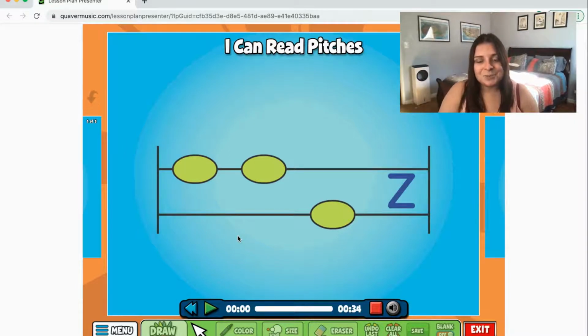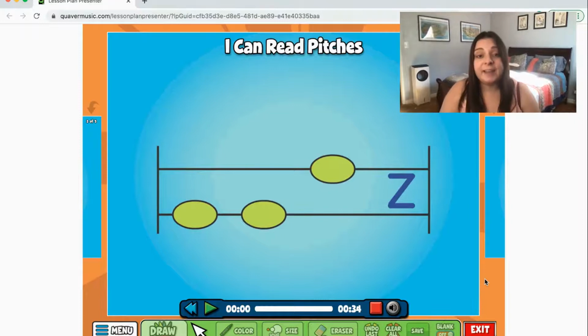All right, really good. So we're all learning that the top line is sol and the bottom line is mi. We're starting to read pitches on our 2-line staff. For this next one, I would like for you to try with me. So together, we are going to sing these pitches. We're starting with mi. Let's get ready. 1, 2, ready, sing. Mi, mi, sol.